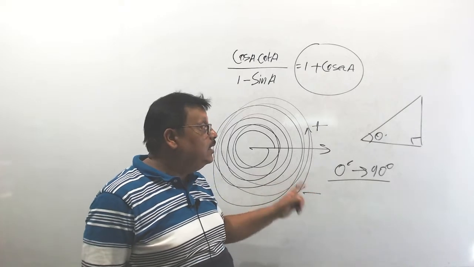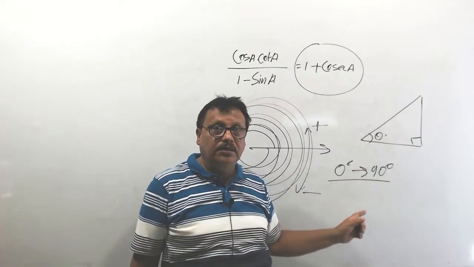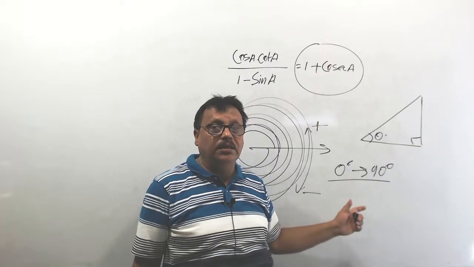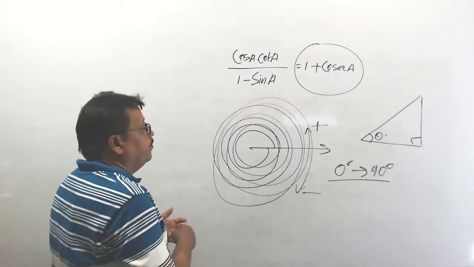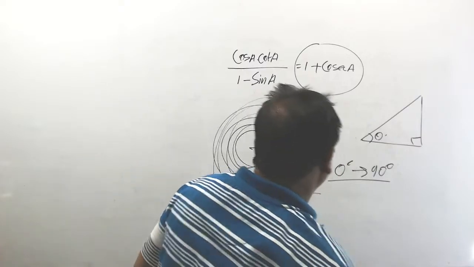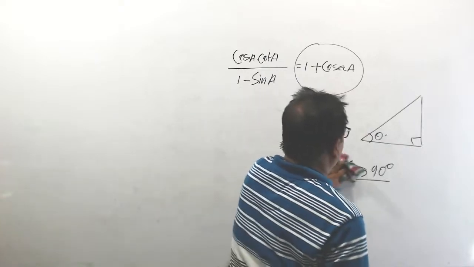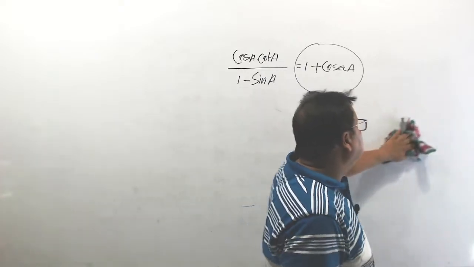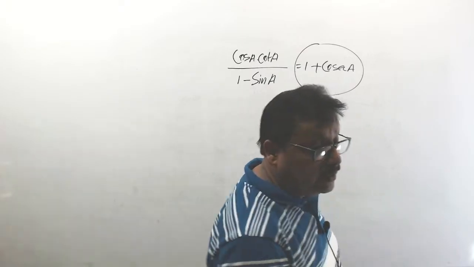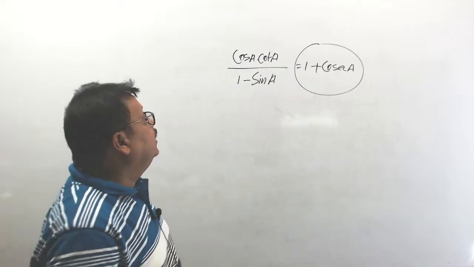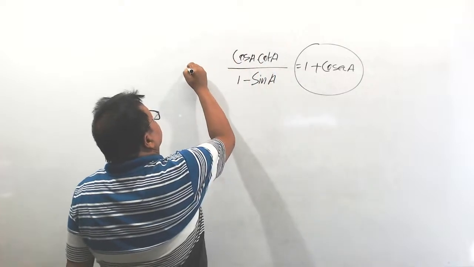But the thing is that sin square theta plus cos square theta is an identity. Don't forget this one. It is an identity. Here we will consider it an acute angle only. I will explain in detail in some other classes. Now, you have to prove this one.